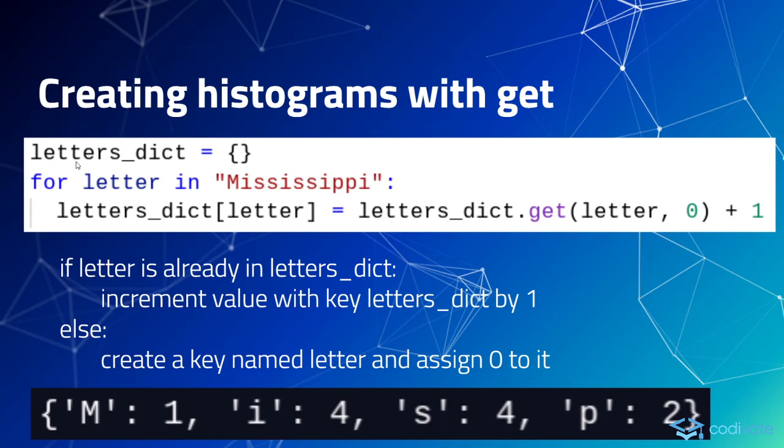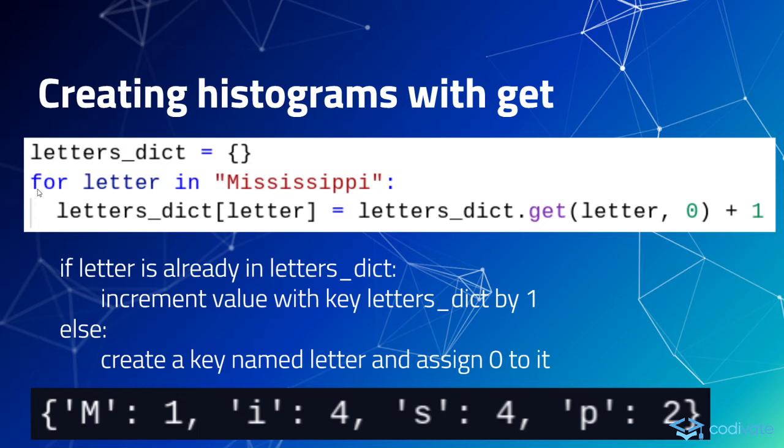This is a simple 3-line algorithm that we can use to create a histogram from, let's say, letters in a string, or even items in an iterable like a list. We start off by creating an empty dictionary, letters_dict, and assign it the empty curly braces. Once again, we could also use dict parentheses to create this, but in this case, since it's 2 characters, I'm just going to use this one.